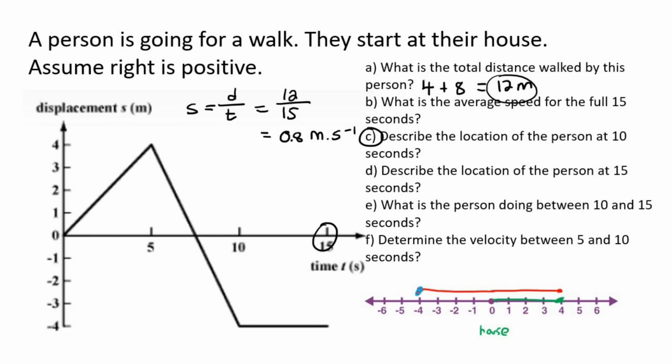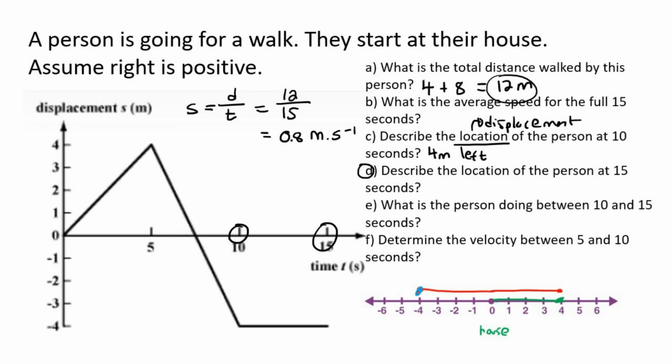This question says, describe the location of the person at 10 seconds. At 10 seconds, you remember how we drew this? That's when the person finished this part over here. So the person is currently over here at 10 seconds. So what we'll say is that they are 4 meters to the left of their house, because we said right is positive, so left is negative. So we will say that the person is 4 meters left, like that. When they say location, it's another word for displacement.